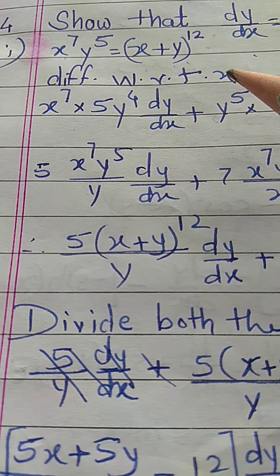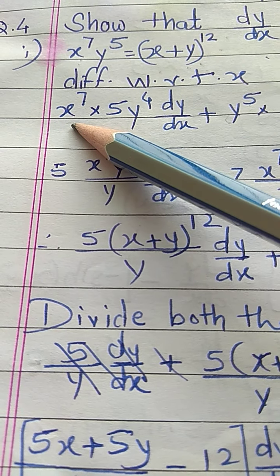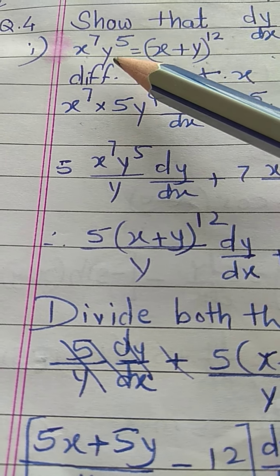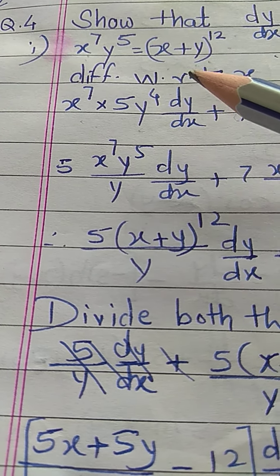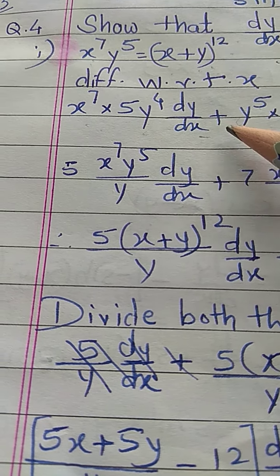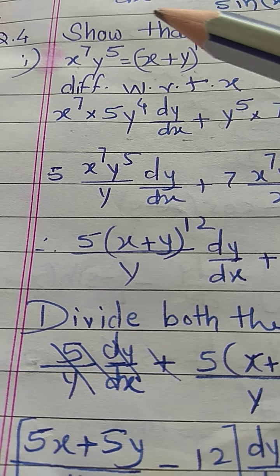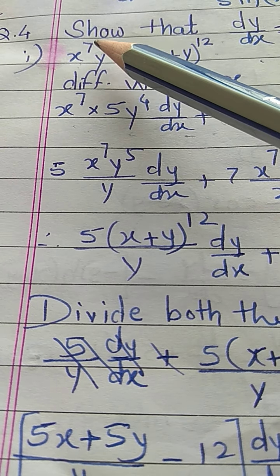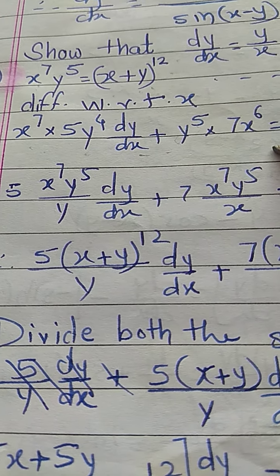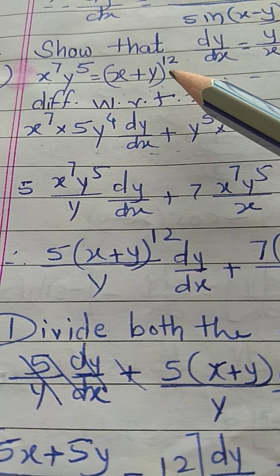Now differentiating with respect to x. First function x raised to 7 as it is, into derivative of the second one, that is derivative of y raised to 5 is 5y raised to 4 into derivative of this y, which is dy by dx. Plus this second function y raised to 5 as it is into derivative of the first function, that is x raised to 7, it is 7x raised to 6, equal to derivative of this (x plus y) raised to 12.